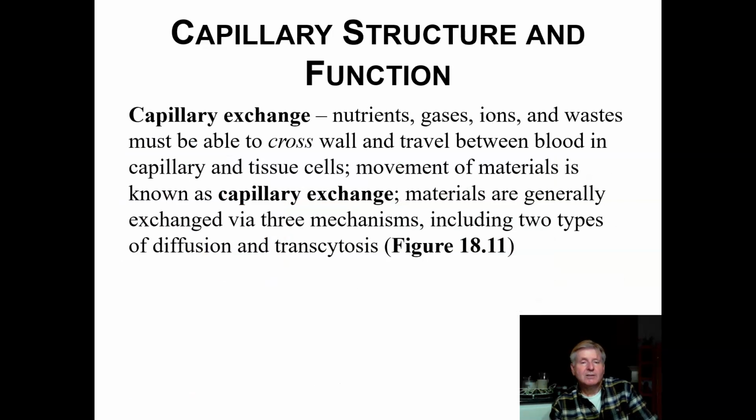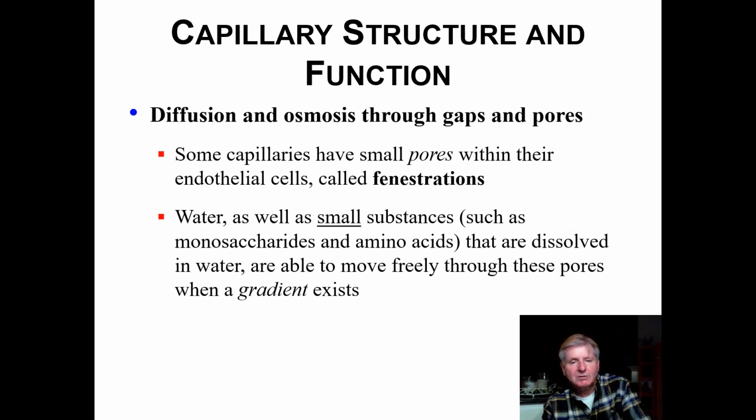So nutrients, gases, ions, and waste have to be able to cross the wall and travel between the blood in the capillaries and the tissue cells. So the movement of these materials is what we refer to as capillary exchange. There's generally 3 mechanisms: 2 types of diffusion and transcytosis. So some capillaries have small pores within their cells called fenestrations. Remember, the 2 types of passive transport are diffusion and osmosis. Remember, water, as well as your smaller substances like monosaccharides and amino acids, these are generally dissolved in water. So they're able to really move through the fenestrations when you have a gradient.